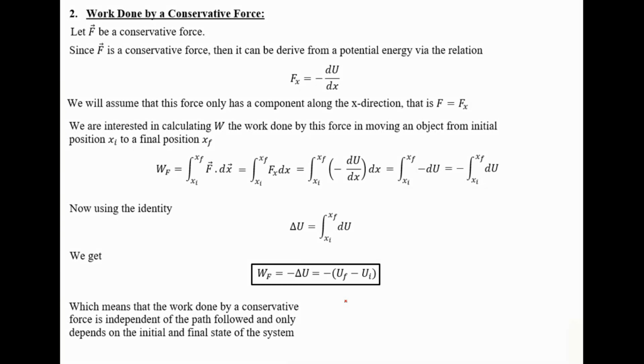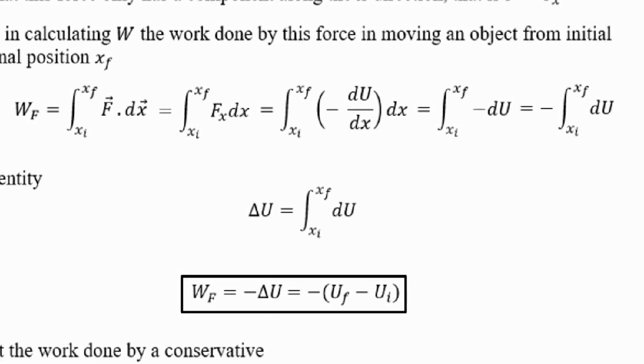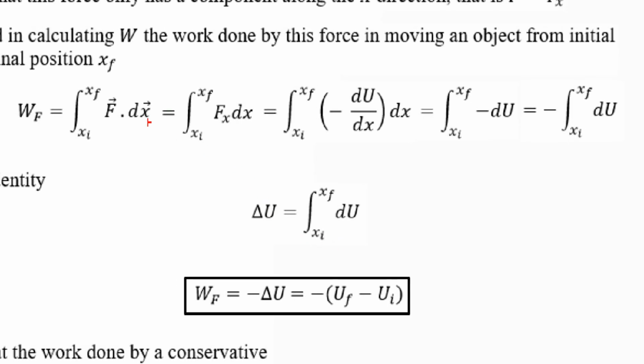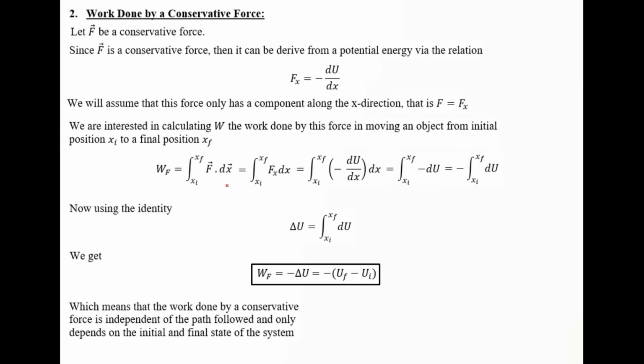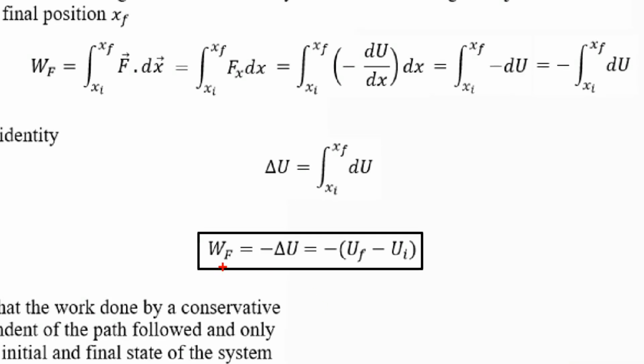Now what does this mean? It means that the work done by a conservative force is independent of the path followed and only depends on the initial and final state of the system. Now this result is very important. Why? Because first of all, our problem only concerns initial and final position. We assume that the force is conservative, and the result is that the work done by this force is the negative change in the potential energy.